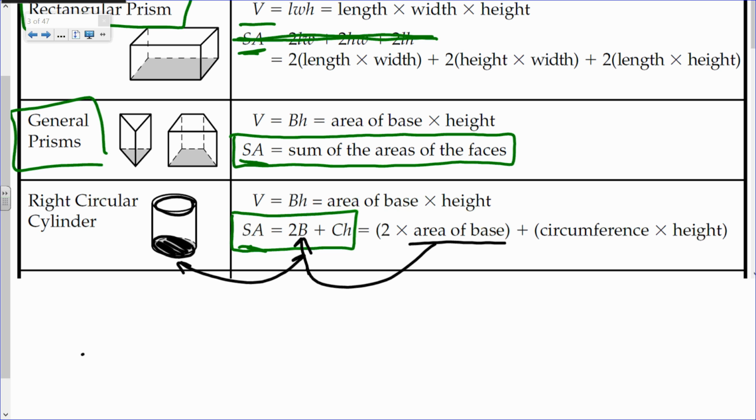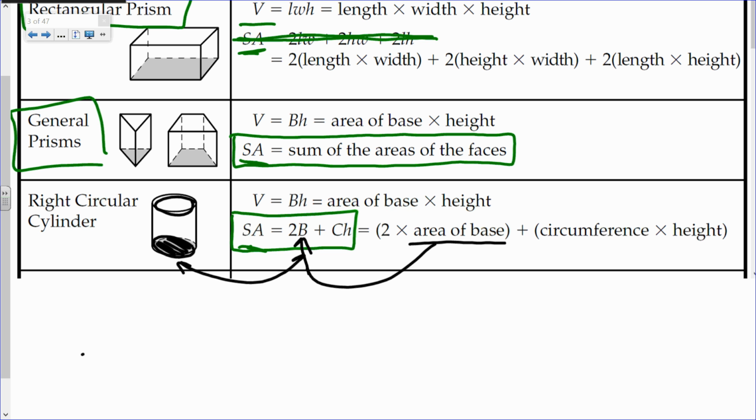But what about this part? What kind of shape is that? Forget the circles. What is that right there? It's a rectangle. Last week, how do you find the area of a rectangle? It's one of the easiest formulas. Length times width.